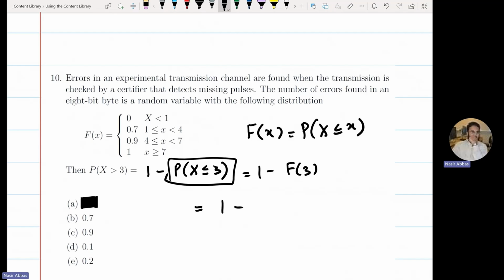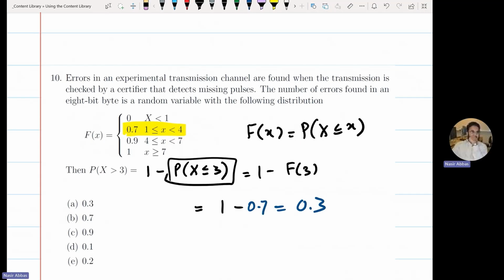And this is 1 minus, what is capital F of 2? 0.7. Capital F of any value between 1 and 4 is 0.7. So capital F of 1 is 0.7. Capital F of 2 is 0.7. Capital F of 3 is 0.7. What is capital F of 4? Not 0.7, 0.9, because the equal sign is included in the next one. So capital F of 2 is 0.7 and the answer comes out to be 0.3 directly using the CDF.